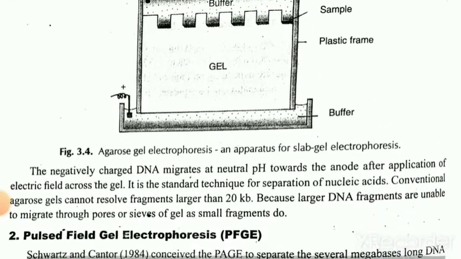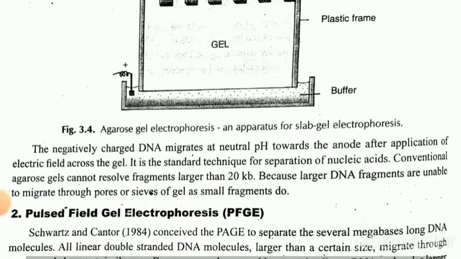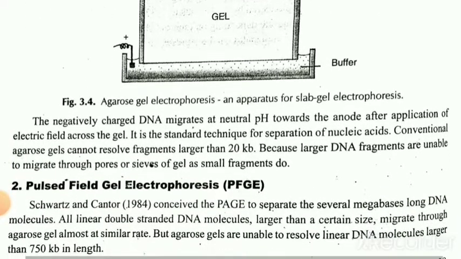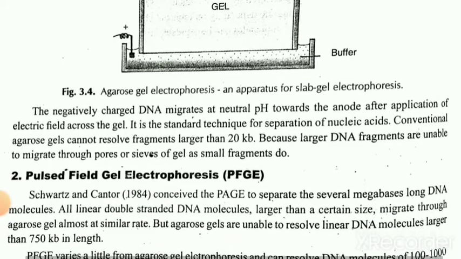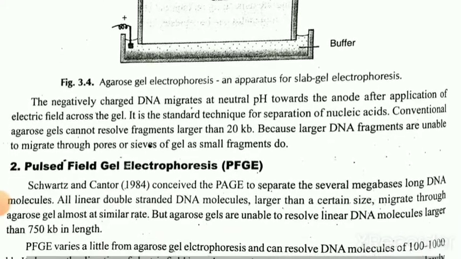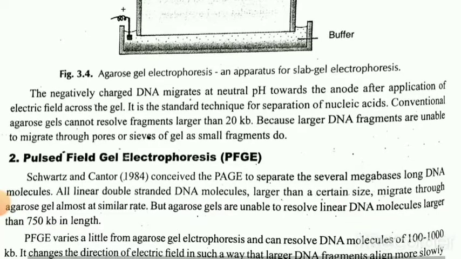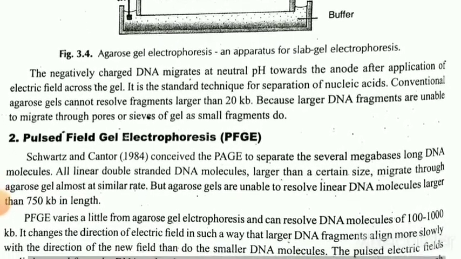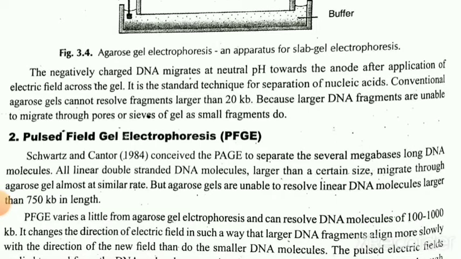The negatively charged DNA migrates at neutral pH towards the anode after application of electric field across the gel. It is the standard technique for separation of nucleic acids. Conventional agarose gels cannot resolve fragments larger than 20 kilobases, because larger DNA fragments are unable to migrate through pores or sieves of the gel as small fragments do.